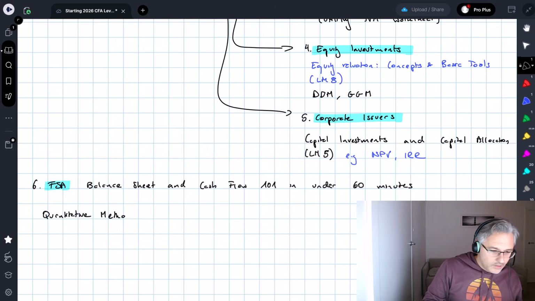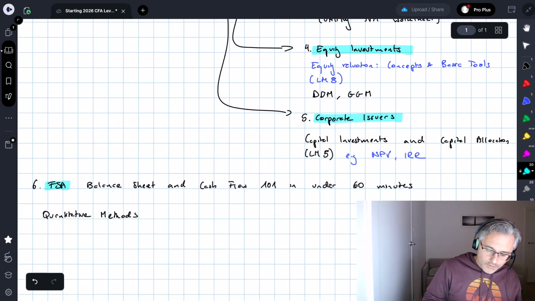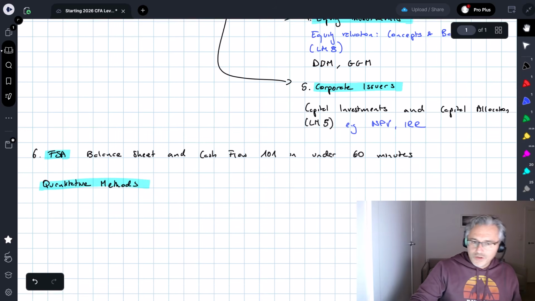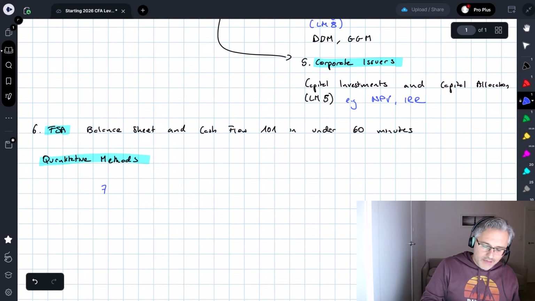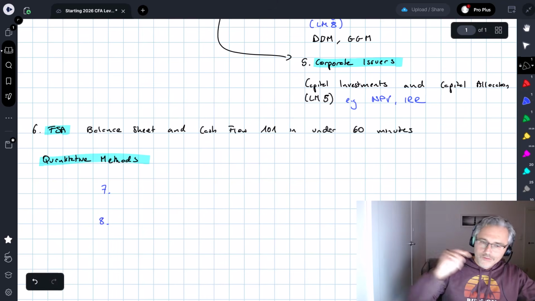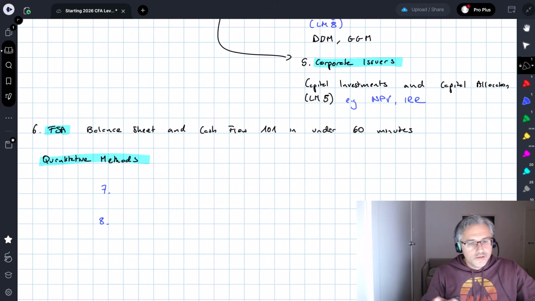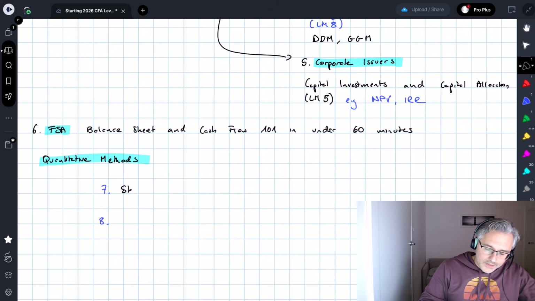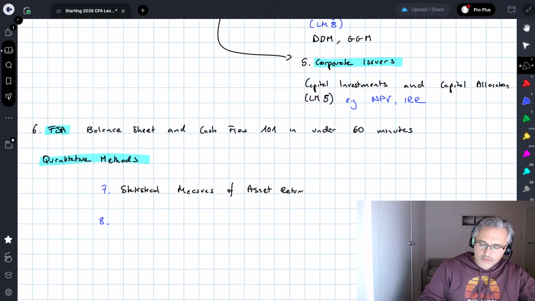But this time, doing something a lot more concrete. As my step number 7 and step number 8, I advise you, within quantitative methods, to study statistical measures of asset returns. This is learning module 3.